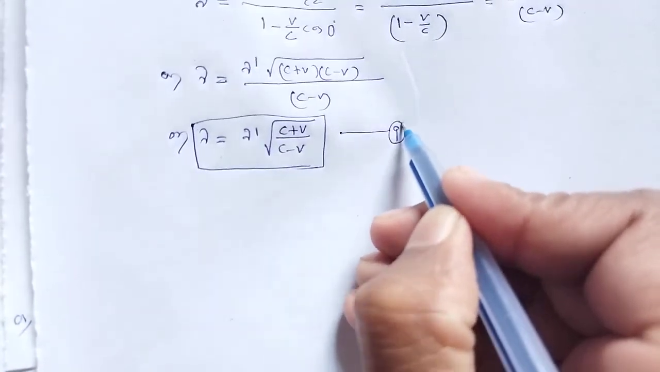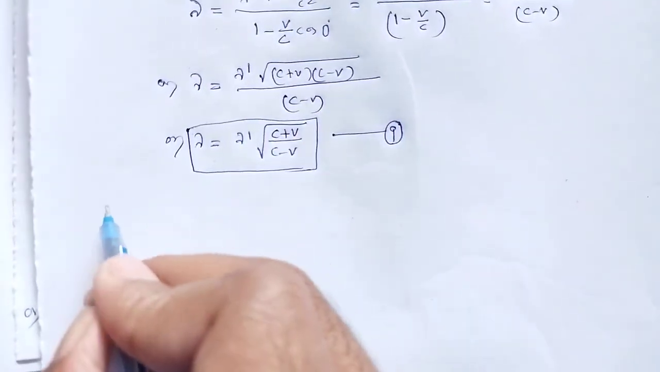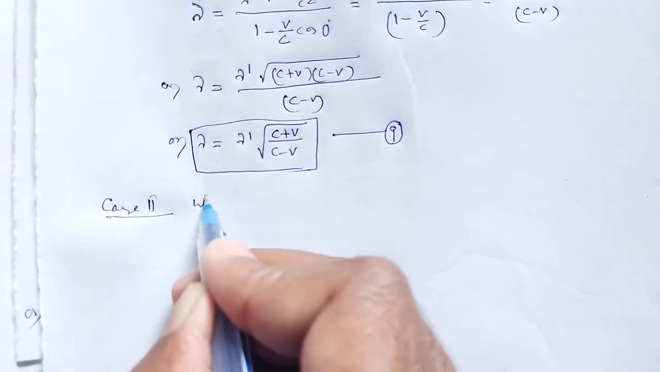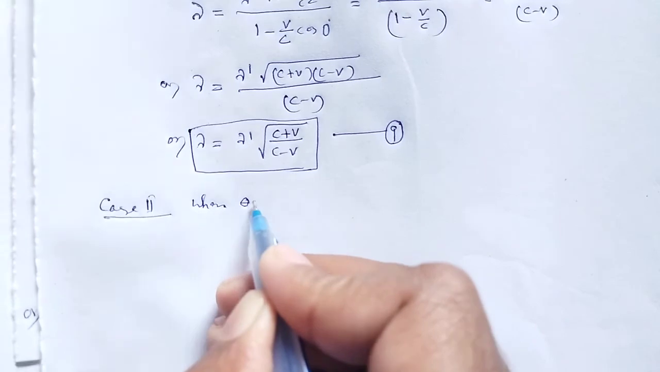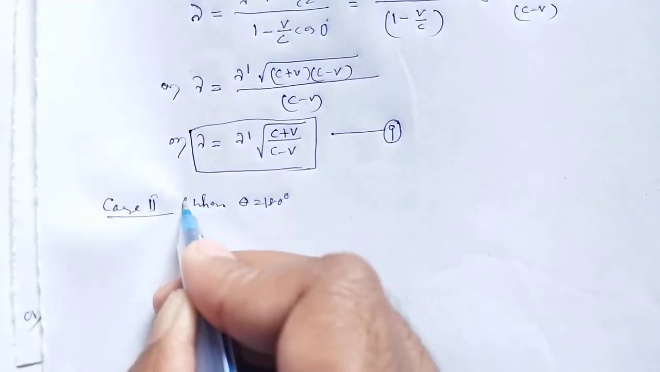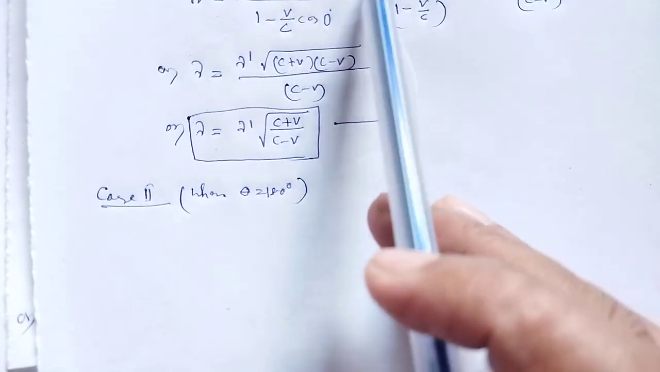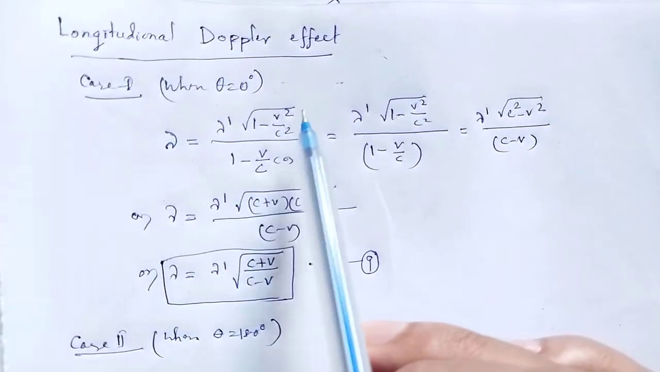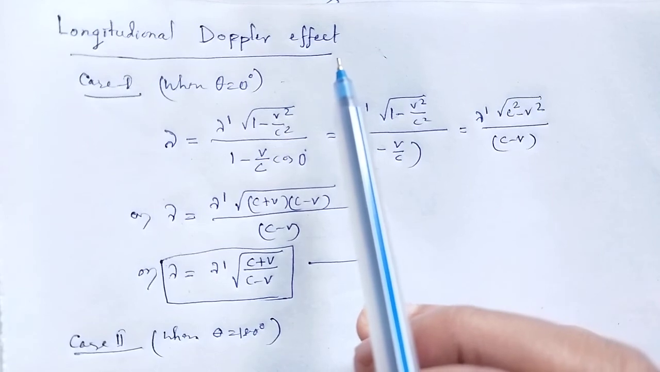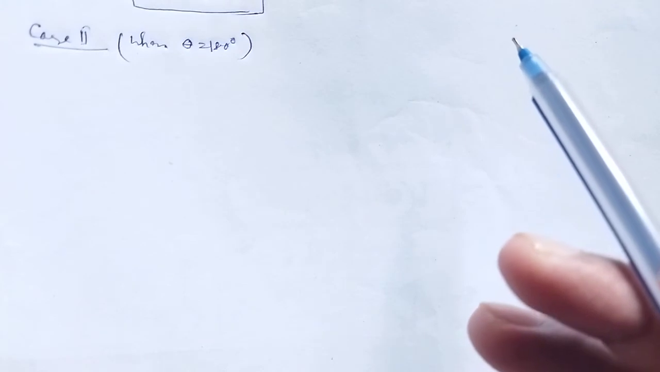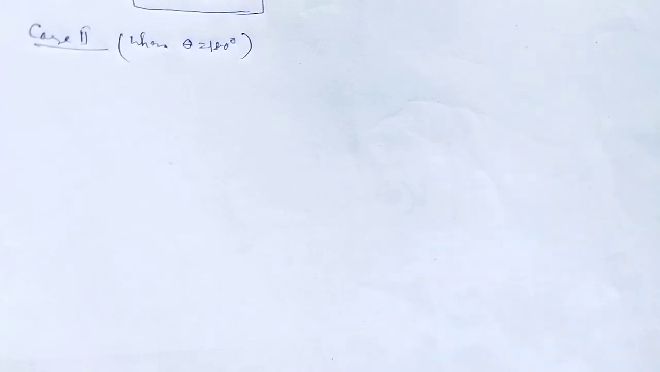Let us take this as equation number 9. This is case 1, when theta is equal to 0 degree. Case 2, when theta is equal to 180 degree. 180 degree means the source and observer move away from one another. Here in case number 1, the source and observer move towards one another, but when theta is equal to 180 degree, the source and observer move away from one another.